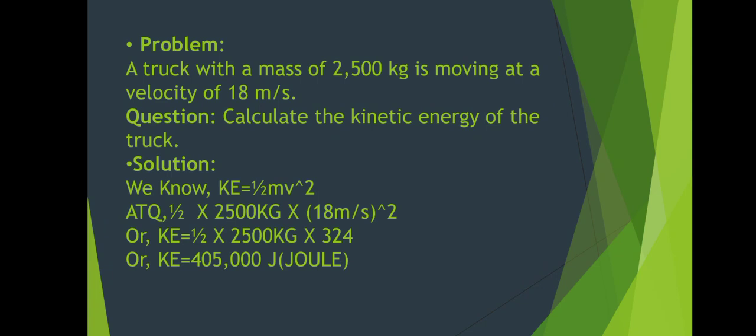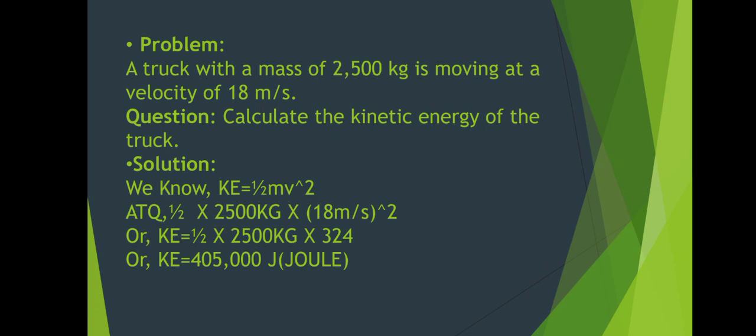In the problem number 2, you all can see a truck with a mass of 2500 kg is moving at a velocity of 18 meter per second. This means a truck which has a mass of 2500 kg is moving at a velocity of 18 meter per second. That means it is going 18 meter per second. So now the question is, calculate the kinetic energy of the truck. Here let's look at the solution.